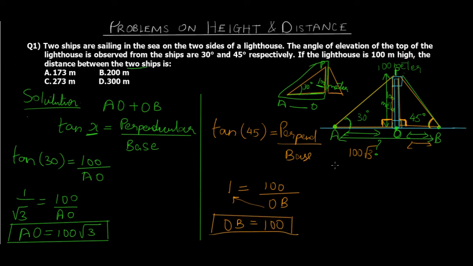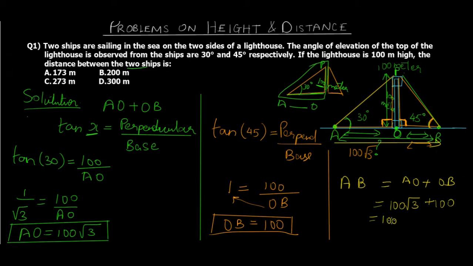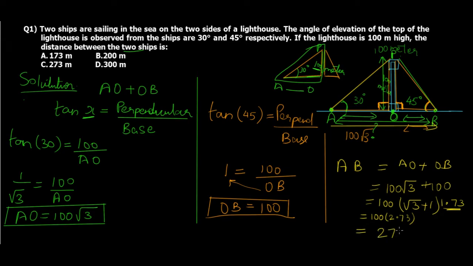So now we just need to find out the final answer. So the distance between the two ships is given by the total length of AB, which is AO plus OB, which is going to be 100 root 3 plus 100. Now I'll take 100 common over here. Then we have root 3 plus 1. So if you know the value of root 3, which is 1.73, so it would be 100 into 2.73. So the final answer is going to be 273 meters.